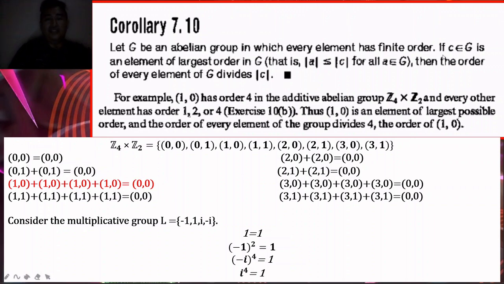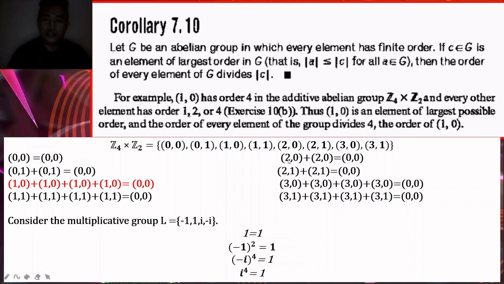If C is an element in G of largest order, that is, the order of A is less than or equal to the order of C for all A in G, then the order of every element of G divides the order of C. So for example, the class of (1,0) has order 4 in the additive abelian group Z4 cross Z2, and every other element has order 1, 2, or 4.